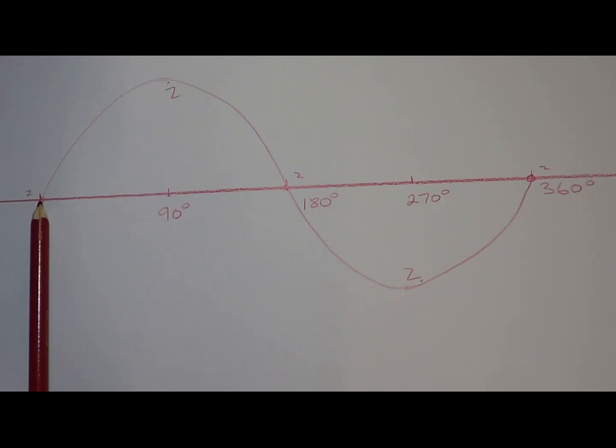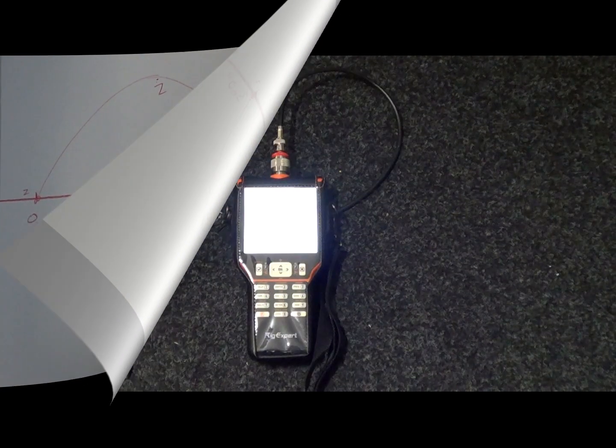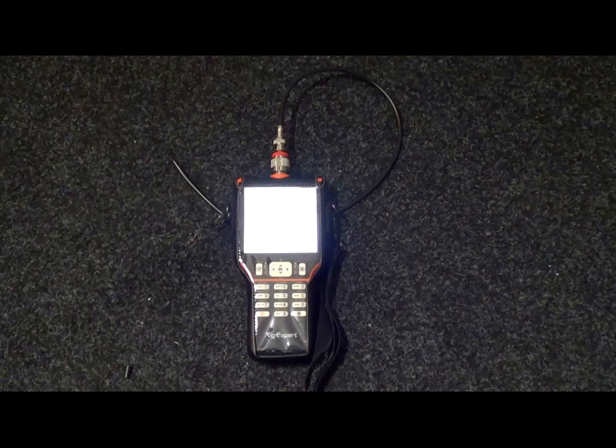Right, so how do we go about making this? And we'll show you now on the RigExpert. Right, so there down below we can see we have the RigExpert Match. It goes up to 500 megahertz, and I've measured the cable, and it's going to operate around about between 90 and 100 megahertz, around about that area. So let's take a closer look at this and see what we can calculate.